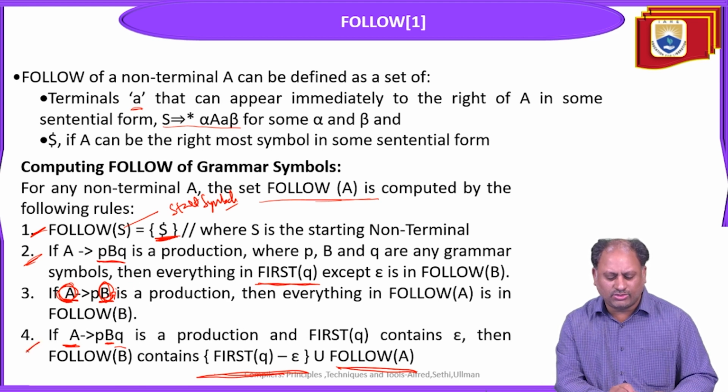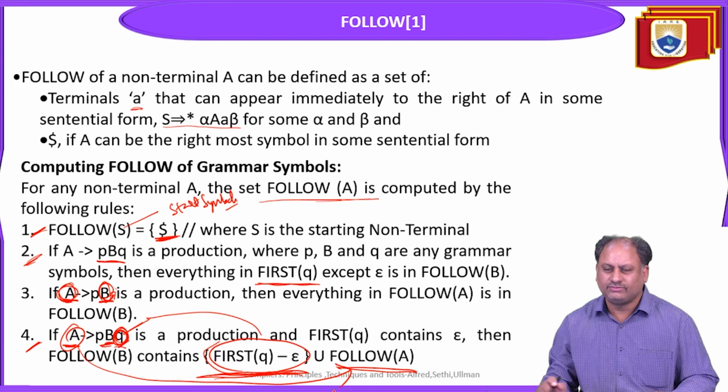Suppose another rule says that if any symbol appears immediately next, then we compute the follow as first of Q minus epsilon. Whatever symbol appears next can be considered as the first of Q minus epsilon. And then we have to compute follow of A also. This is the second computation, so I have to compute two cases.